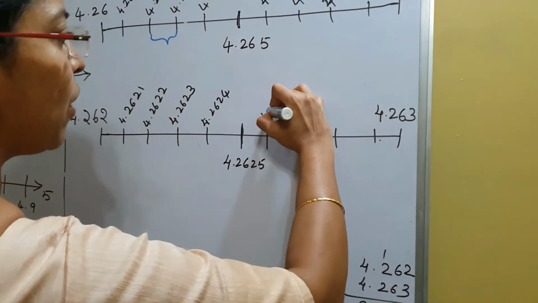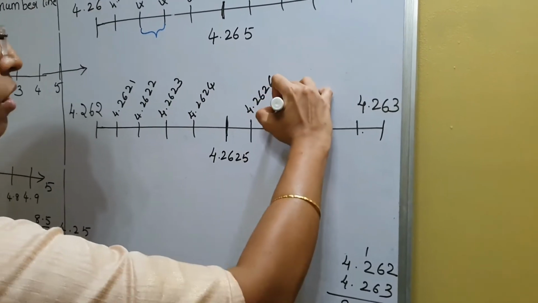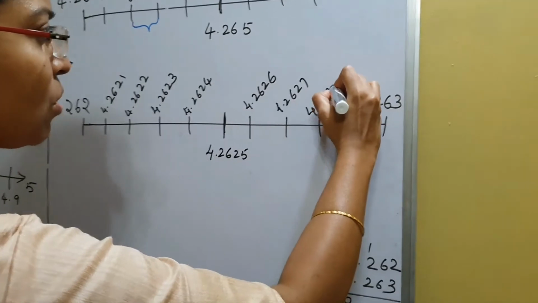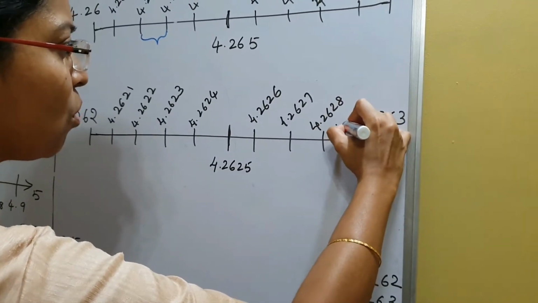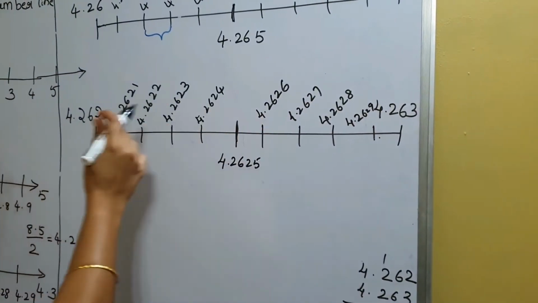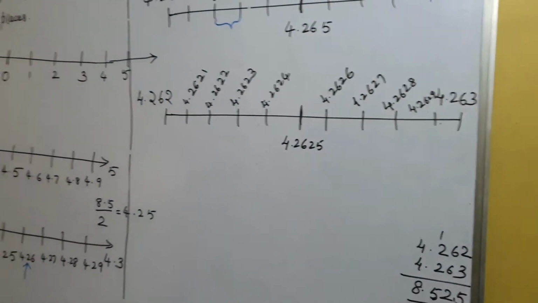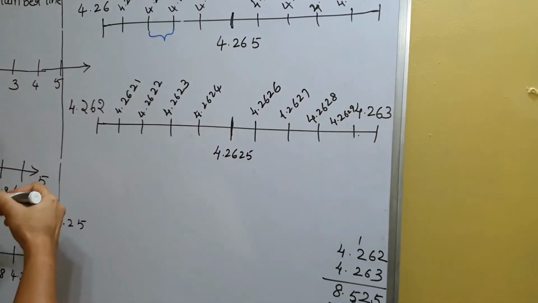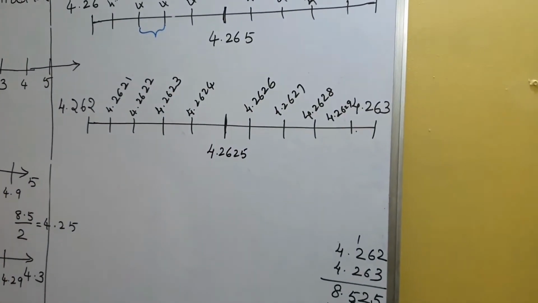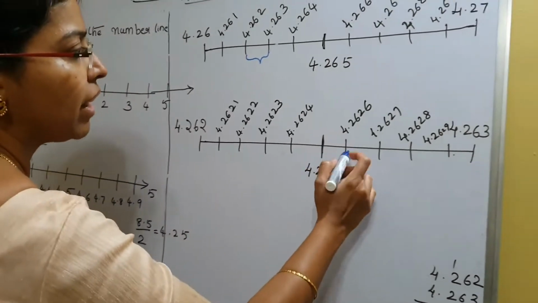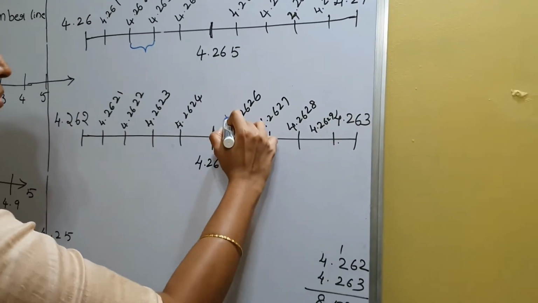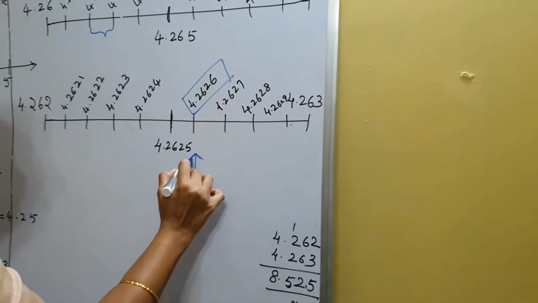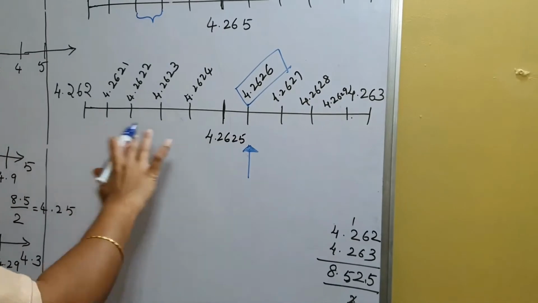4.2625, 4.2626, 4.2627, 4.2628, and this is 4.2629. And what is the number that we wanted to get on the number line? 4.2626, and here it is 4.2626. So that is the number 4.26 bar on the number line. Where is it? Here. This is the exact position of that particular number on the number line.